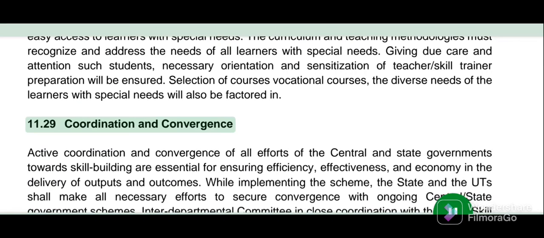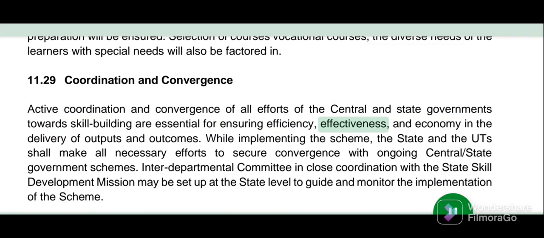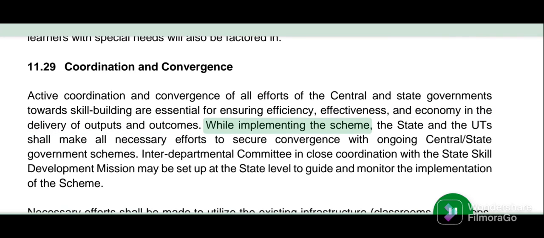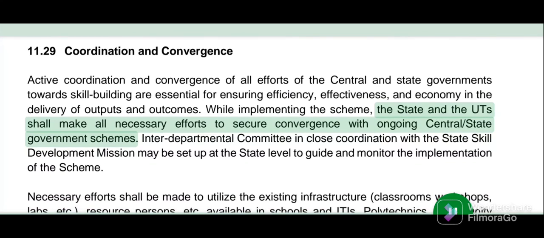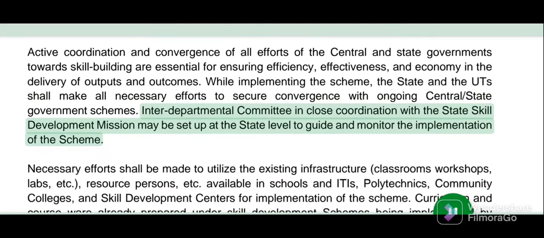11.29 Coordination and convergence. Active coordination and convergence of all efforts of the central and state governments towards skill building are essential for ensuring efficiency, effectiveness, and economy in the delivery of outputs and outcomes. While implementing the scheme, the states and the UTs shall make all necessary efforts to secure convergence with ongoing central and state government schemes. An interdepartmental committee in close coordination with the State Skill Development Mission may be set up at the state level to guide and monitor the implementation of the scheme.